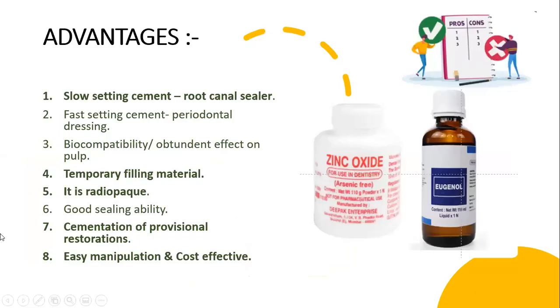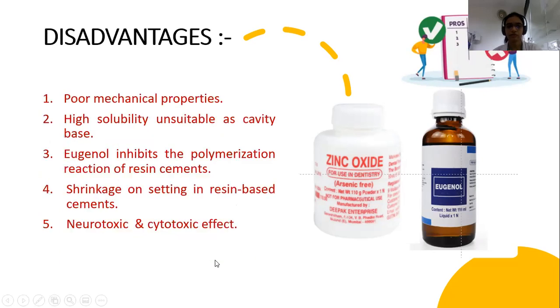Advantages of zinc oxide eugenol are it is a slow setting cement, so it can be used as a root canal sealer, whereas as a fast setting cement, it can be used for periodontal dressing. It has biocompatibility and an obtundant effect on the pulp. Obtundant effect is pain relieving effect on the pulp. It can be used as a temporary filling material. It is radiopaque. It has good sealing ability. It is used for the cementation of provisional restoration. It is easy to manipulate and cost effective.